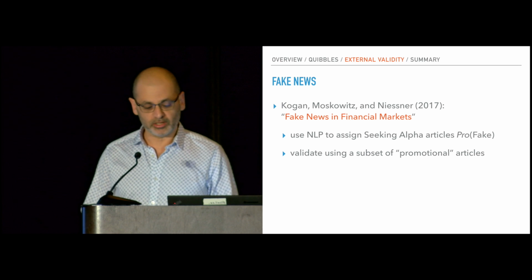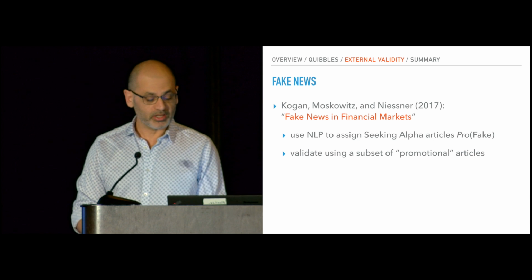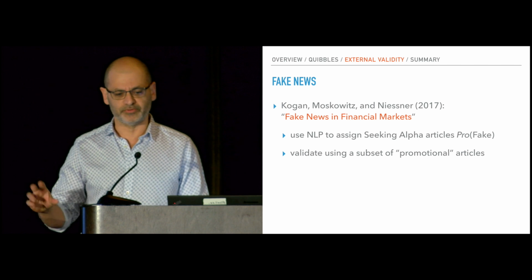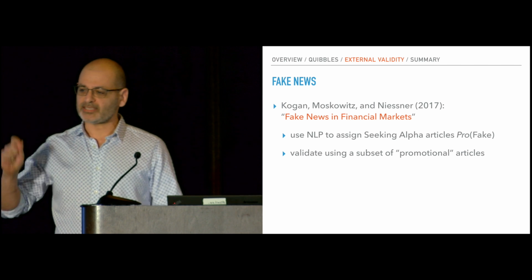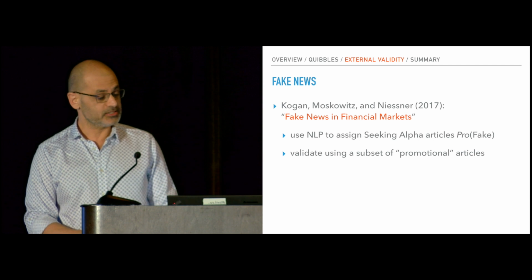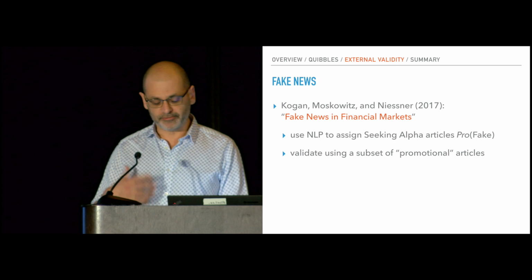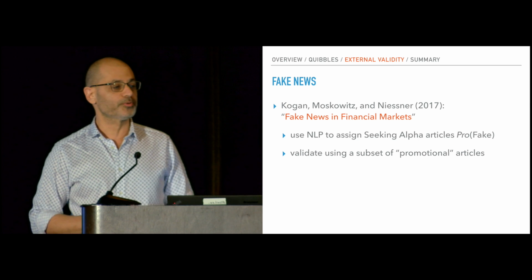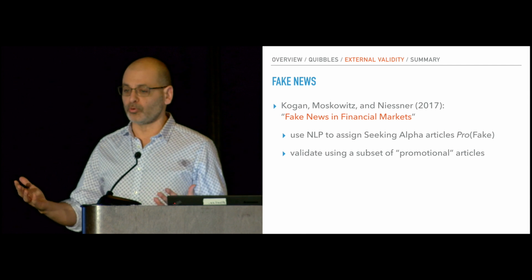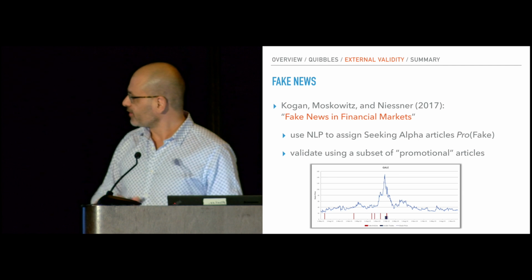The second external validity check that I want to talk about is linking it to a paper that Marina and I have with Toby, a new paper looking at fake news in financial markets. In a very short version of it, we're using NLP to assign a probability that an article on Seeking Alpha and other platforms like Seeking Alpha is fake. And then we validate this measure through different sets, including a set of what's called promotional articles. These are articles that after the fact were exposed to be paid for indirectly or directly by the company.